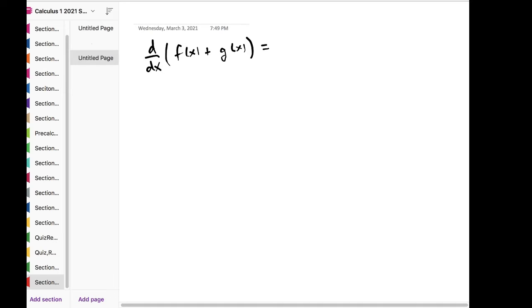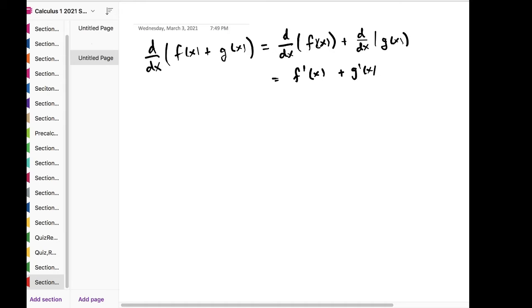Yeah, so it's very nice. You just take the derivative of each. And yeah, another notation, you can write this. So this is the sum rule.